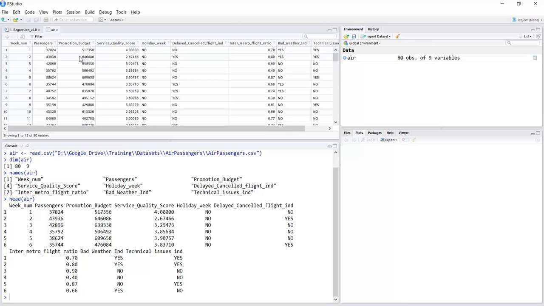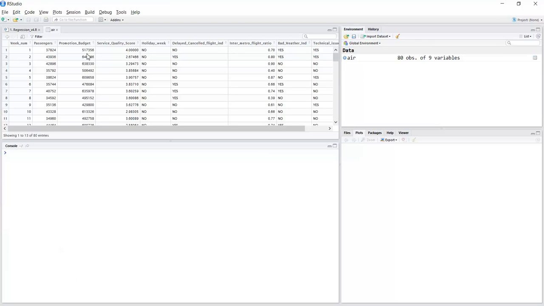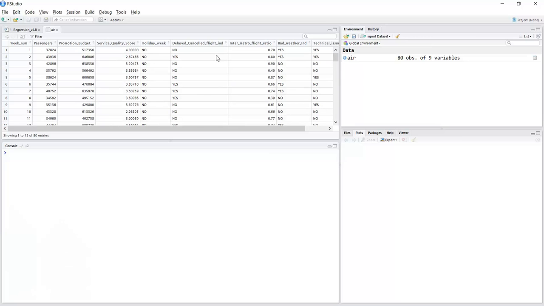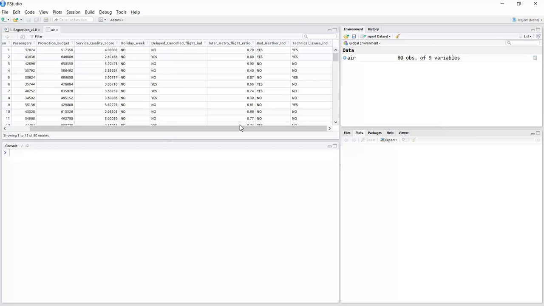So service quality score, does it have any correlation with number of passengers? Promotional budget or ticket fares, does it have any correlation with number of passengers? Holiday week, yes or no, does it have any correlation with number of passengers? Delayed flights, if there are a higher number of delayed flights in that particular week, does it have any correlation with number of passengers? Intermetro flight ratio, there are metro cities, and non-metro cities, or let's say tier 1, tier 2 cities. If the flights between metro cities are higher in number, does it have any higher correlation with number of passengers?